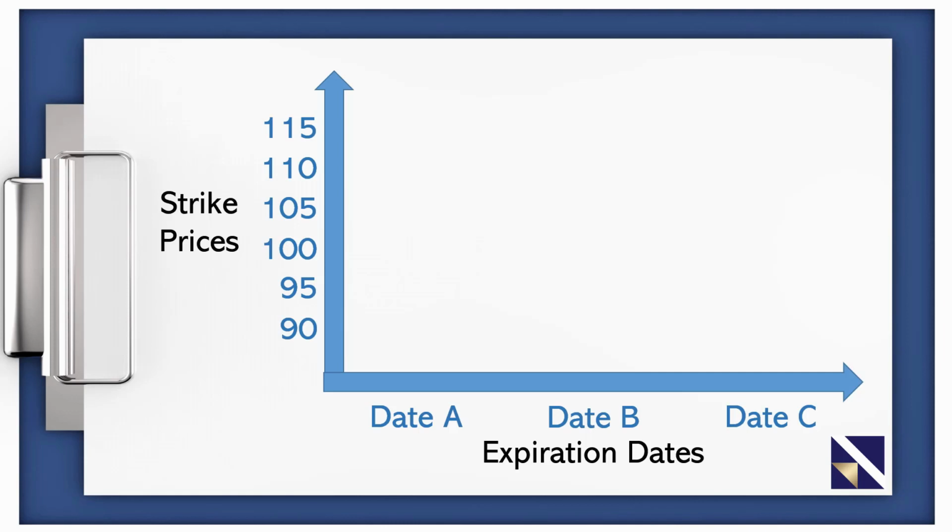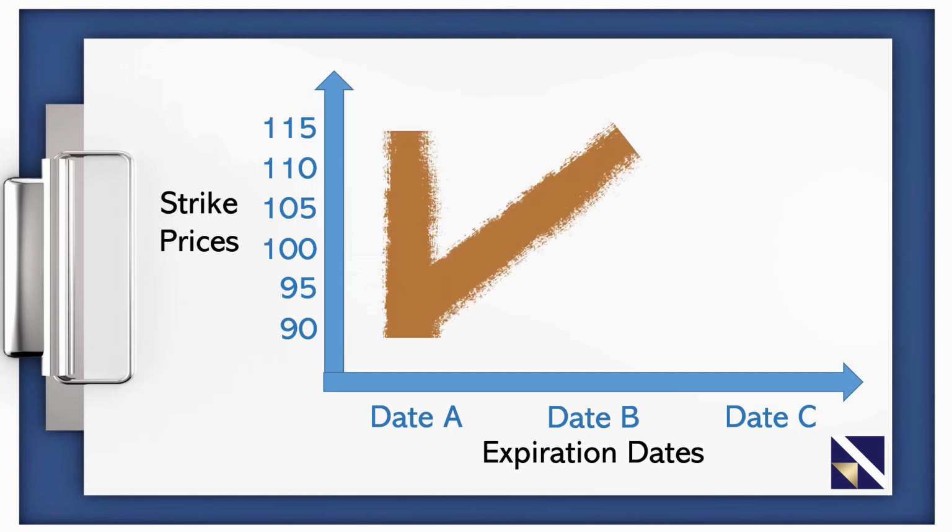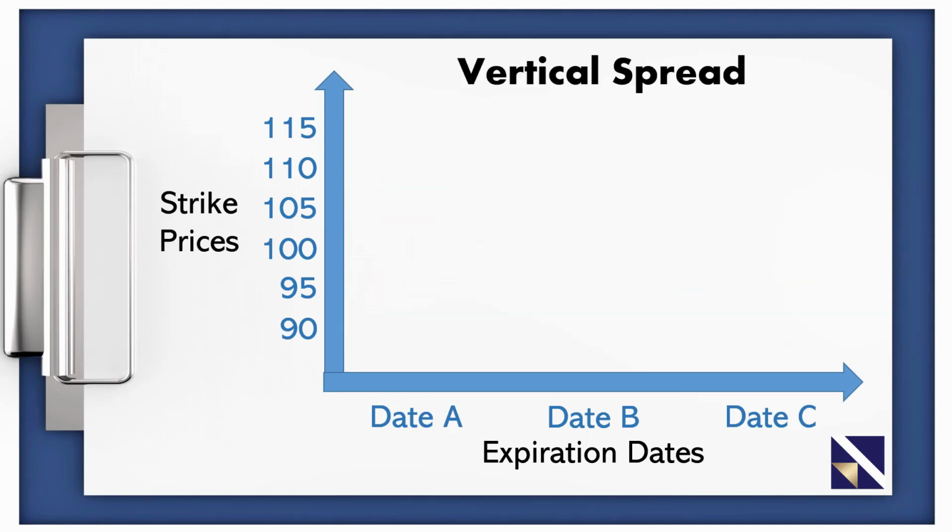Think of it like spreading peanut butter over bread. You could spread the strikes vertically, you could spread the strikes and the expiration diagonally, or you could just spread the expiration horizontally. As the name implies, a vertical spread spreads things out vertically. Specifically, the strikes are spread out vertically. You have more than one option that have different strike prices, and both will have the same expiration date. This is the type of trade we'll be looking at today.